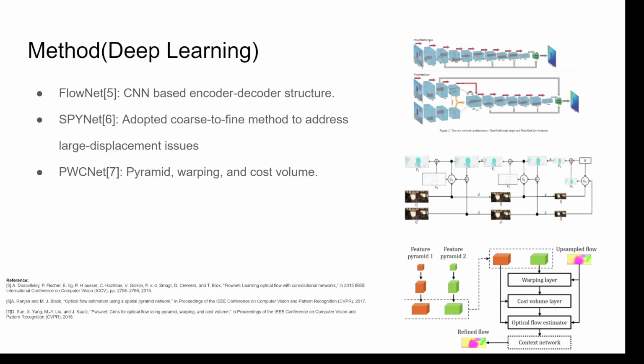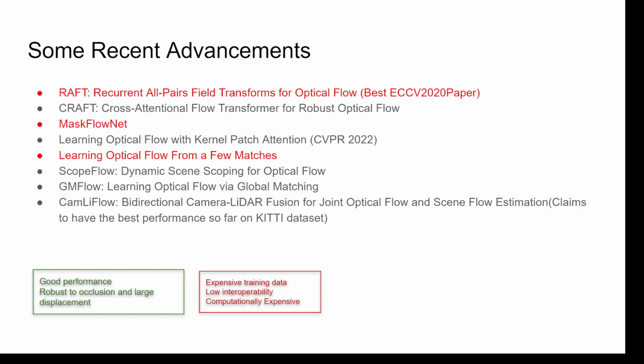And the second branch of method is deep learning method. Of course, there is deep learning. This branch of the first CNN-based model is introduced in 2015 and is a simple encoder and decoder structure. Following that, there is SpiNet, which adopted a coarse-to-fine method, and there is PWCNets, which stand for pyramid warping and cost volume. All of them are quite important traditional optical flow methods. And also, there's a lot of recent advancements in deep learning using deep neural networks, transformers, and even more recent, data fusion, not fusing method.